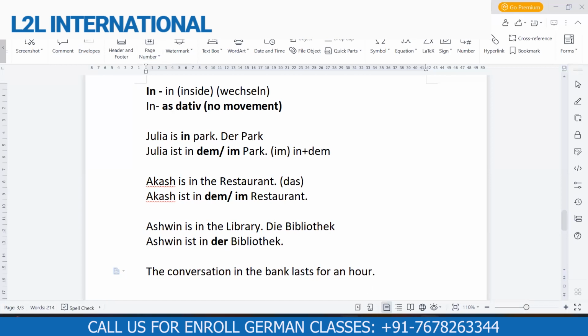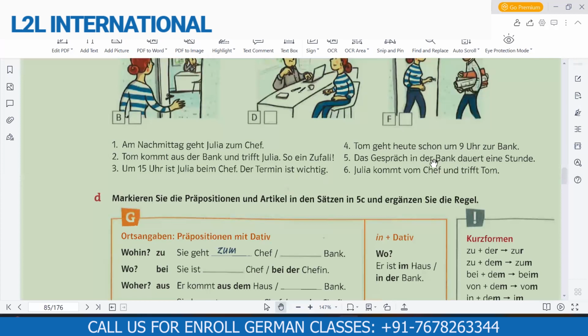Okay, now the second question. Samriddhi, why did it become der? See, I told you the article for Bank is die Bank. Because it's with in, and with in we use dative. That's why dative. The feminine article became der. Very good. Okay, so this was the clarity I was asking for.